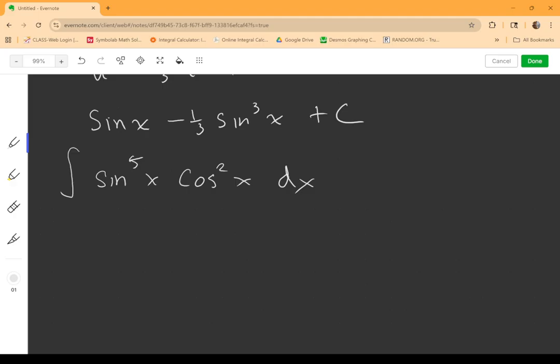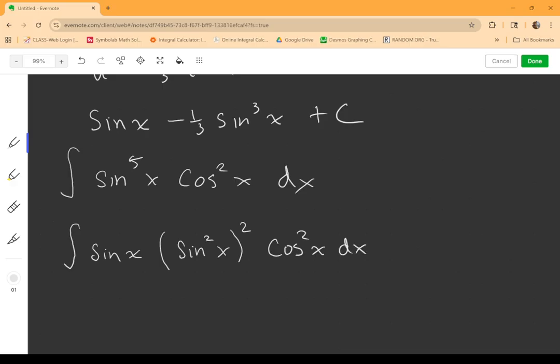All right. Now, instead, what I'm going to do is focus on the sine, and I'm going to break off one factor of sine. Right. So I have sine of x, and then I'll have sine to the 4th of x, which I can rewrite in this manner. Right. That's sine to the 4th. So I still have 5 factors of sine. And now we have cosine squared of x dx.